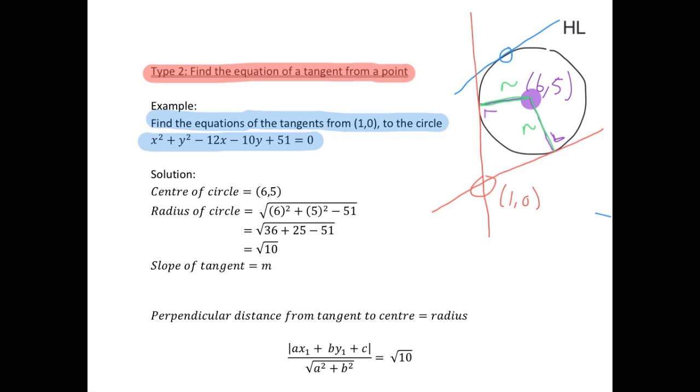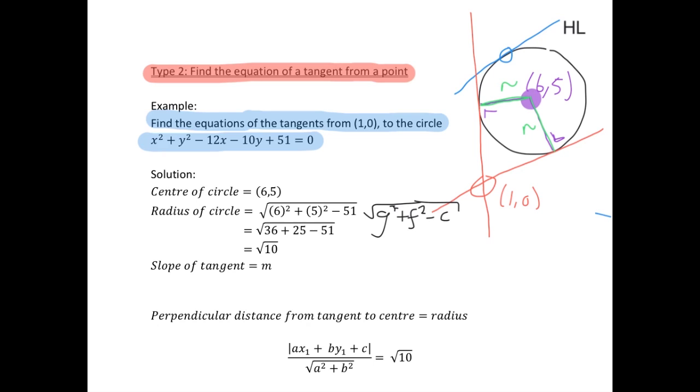The next thing we said we needed to find was the radius of our circle. That's the square root of g squared plus f squared minus c. So that's the square root of 6 squared plus 5 squared minus our c, in this case 51, so minus 51. Working this out gives us the radius length is square root 10, so that's this r here in green.